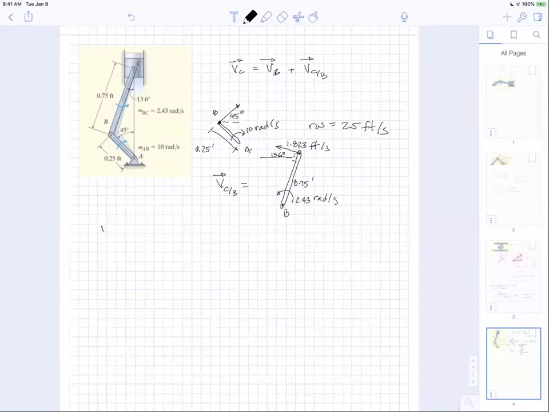So velocity of B, 2.5 at 45 degrees, plus the velocity of C relative to B, it's 1.823 at 13.6 degrees. Okay, I'm going to add the x components and add the y components and come back.